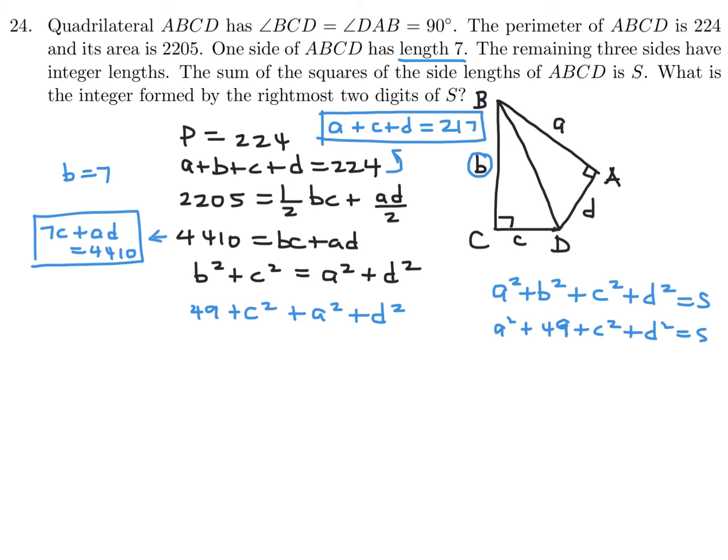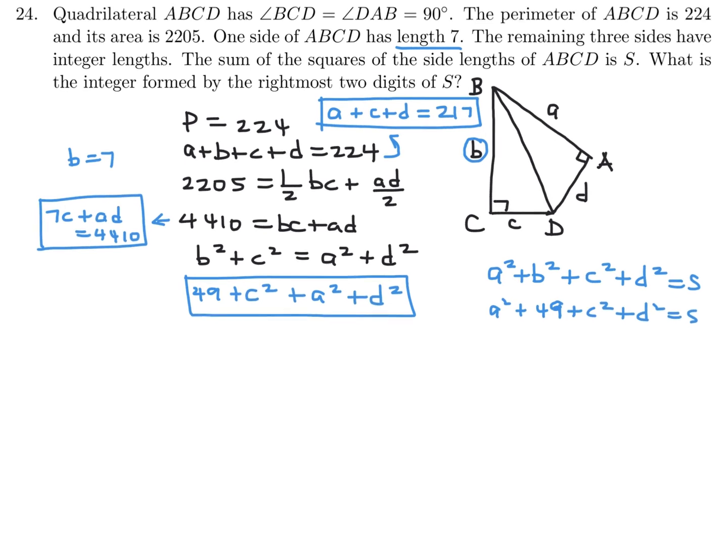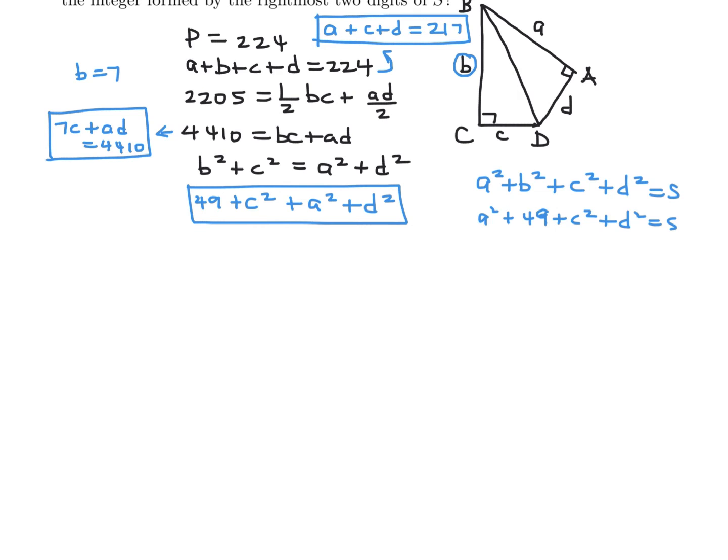Got a lot of equations here. But as long as we have 4 equations with 4 variables, but I don't think we do. Yeah, because now we got that s in there. All right, let's just keep going here. Hopefully something will work out. Okay, so now where do we go from here?